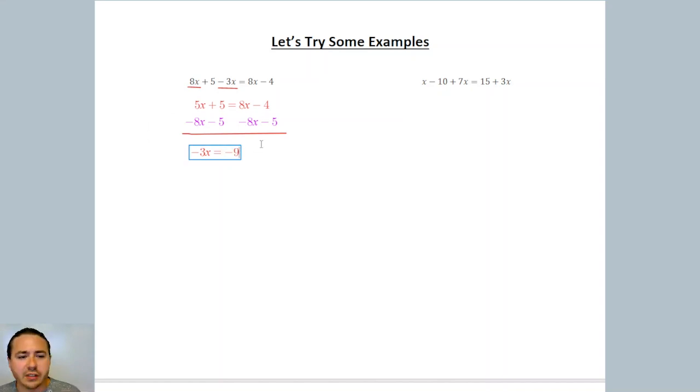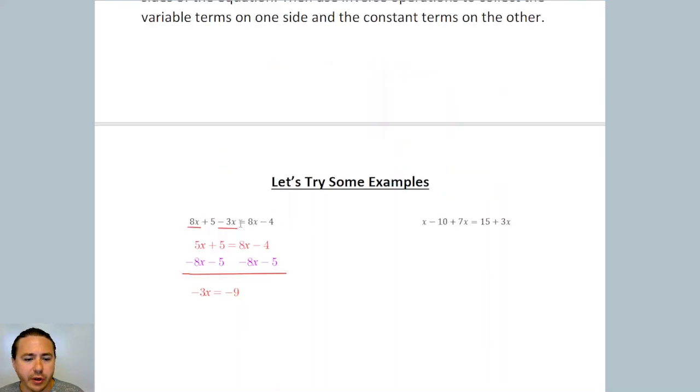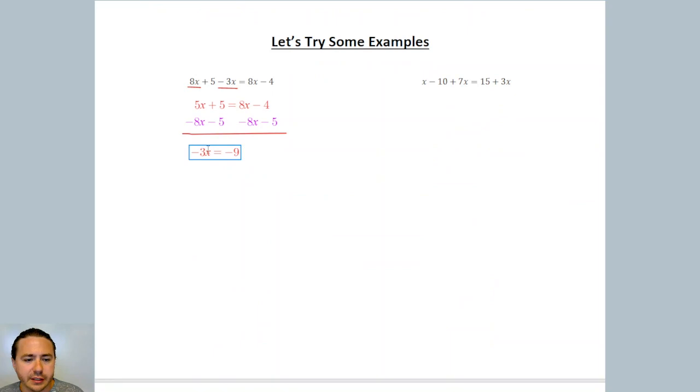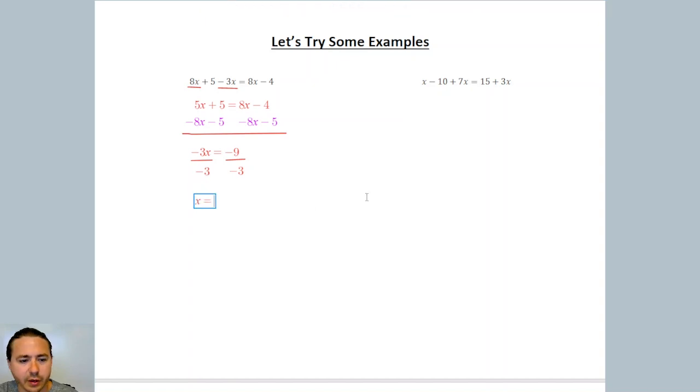And so now we've got a one-step equation like we had up here, where we just have to do a single operation to undo whatever's being done to x. Here we've got negative 3 times x. For multiplying, we want to do the opposite, which is to divide. So we divide by negative 3 on both sides. Negative 9 divided by negative 3 is positive 3. So we get our solution, x equals 3.